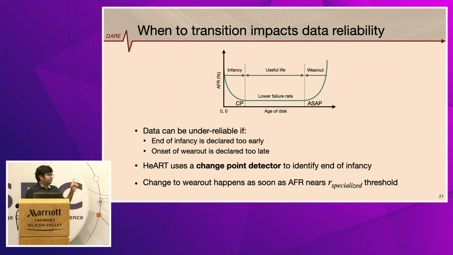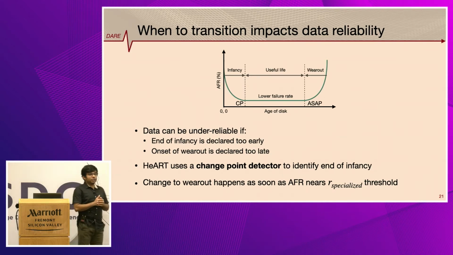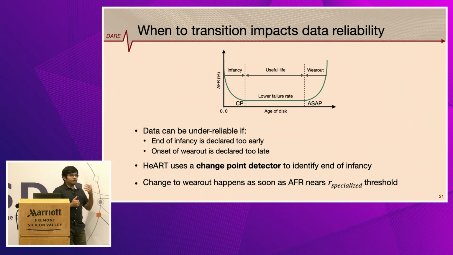Now, an important thing to realize here is that the infancy to useful life change point can be decided, as in the transition can happen, slowly, since your failure rate is actually reducing. So none of your data is at threat. But the opposite transition of useful life to wear out has to happen urgently, because your failure rate is climbing. And so you want to make sure that you're not under-reliable in that regime.